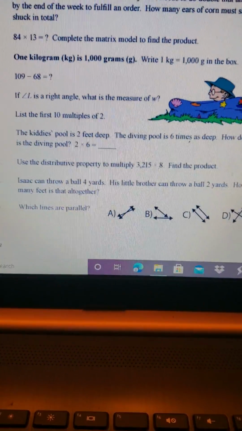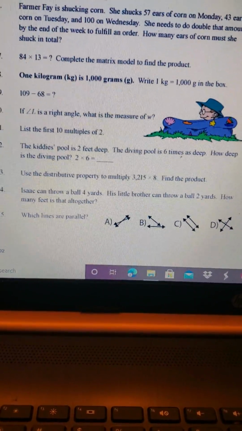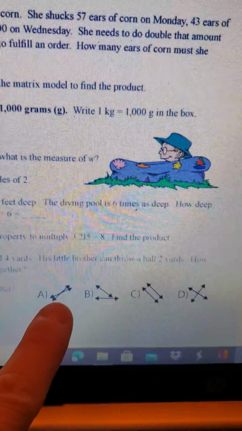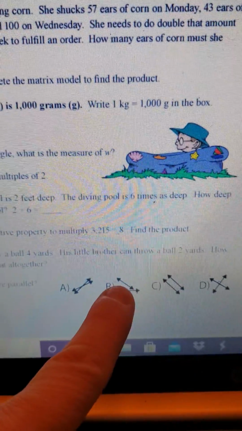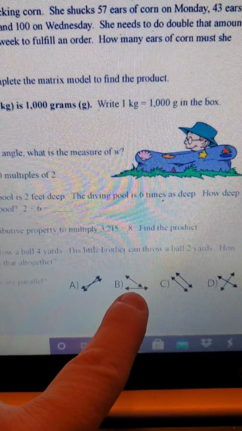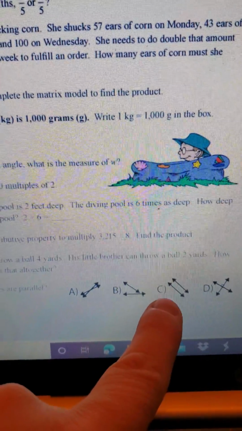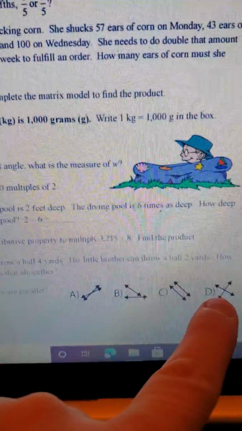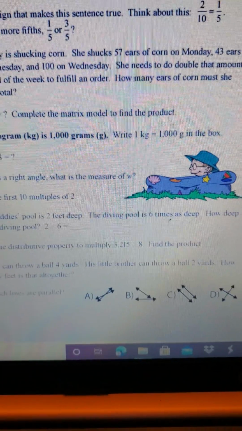Number 15, last one. Which lines are parallel? Okay, we know that parallel lines, they run right beside each other and they never intersect. So we can see in A, those two are intersecting, they cross each other. B, they're not crossing yet, but if this one up top keeps going, it's going to intersect, so we know that's not right. C, we have 2 lines right on top of each other, not intersecting. That one looks good. D, we have 2 lines that are intersecting. They're crossing together. So we know that C is our answer. So C is parallel lines.